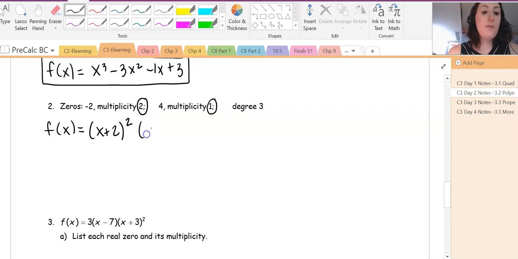A 0 of 4 becomes x minus 4, multiplicity of 1. Okay, so I'm just going to leave that. And then again, we do want standard form. So we'll FOIL this out.